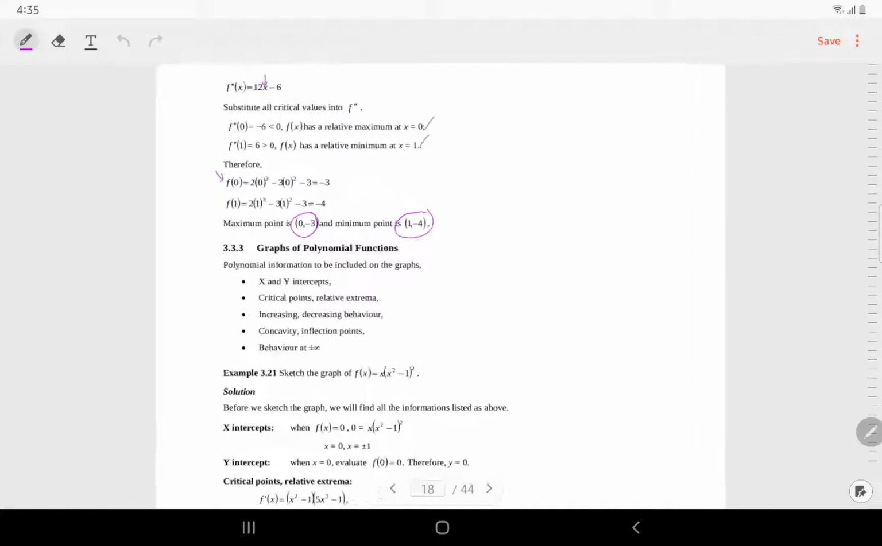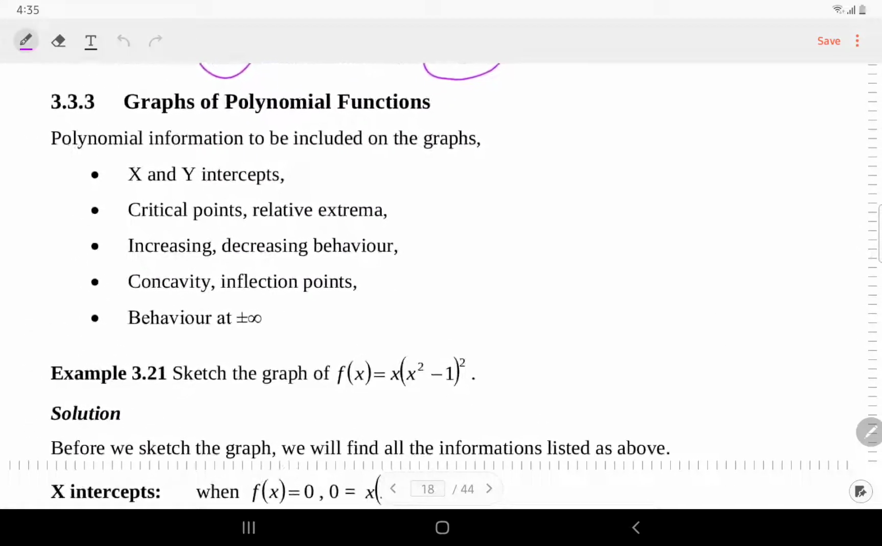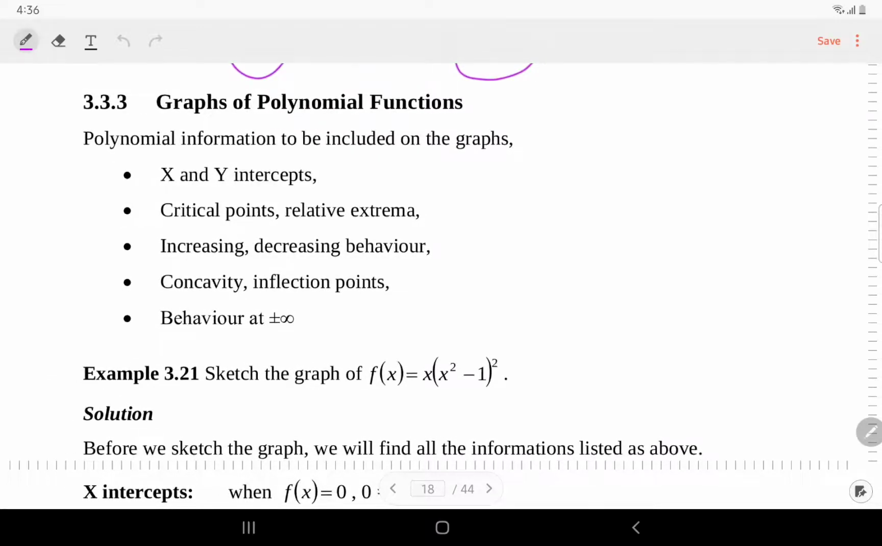Okay, next. Ini kita belajar macam mana nak lukis graf manually. Okay, tak menggunakan apa-apa apps. Okay, nak lukis graph of polynomial function manually. Okay, these are the info that we need to find first before graphing the function. Okay, the first one we need to find what is x-intercept and y-intercept. Okay, yang ni you all tahu kan, kalau nak cari x-intercept, kita kena setkan y equals 0. Nak cari y-intercept, kita kena setkan x equals 0. And then find the coordinate.